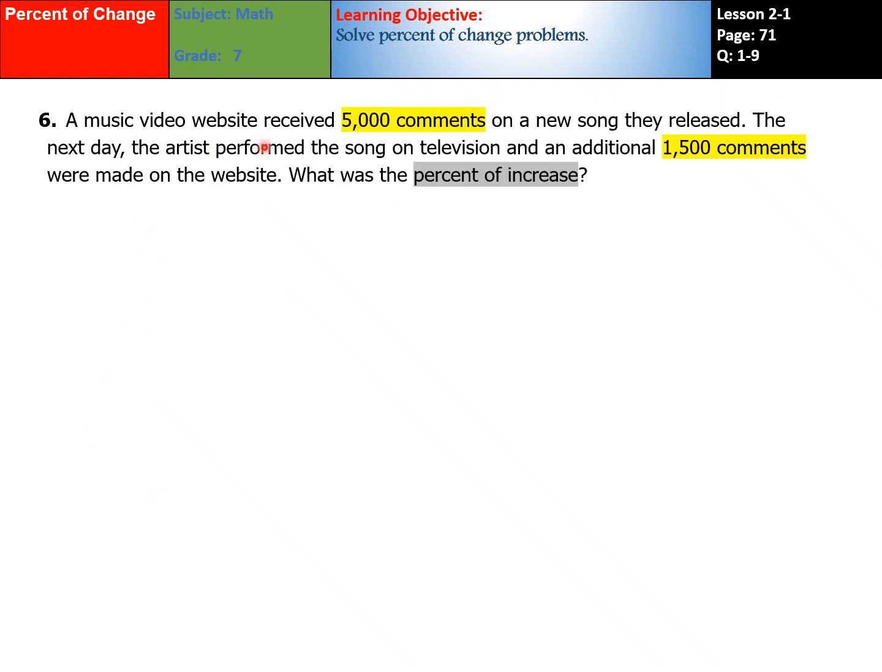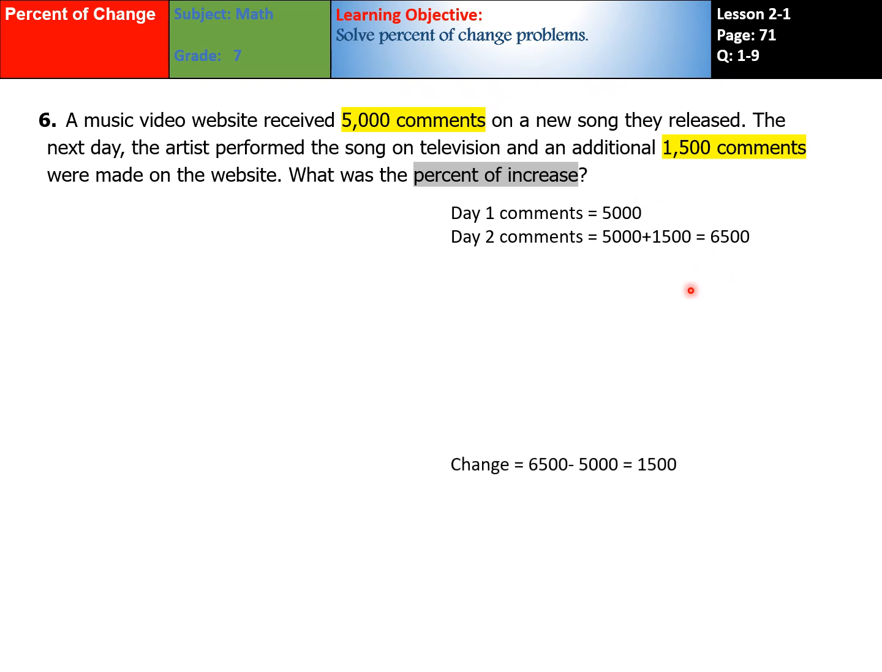A music video website received 5,000 comments on a new song they released. The next day, the artist performed the song on television, and an additional 1,500 comments were made on the website. What is the percent of increase? They said the first day the comments were 5,000. The next day, they said additional comments were there as per the last day. So this is not the second day's total. First day they had 5,000. Day 2 they had 5,000 plus 1,500, that is 6,500.